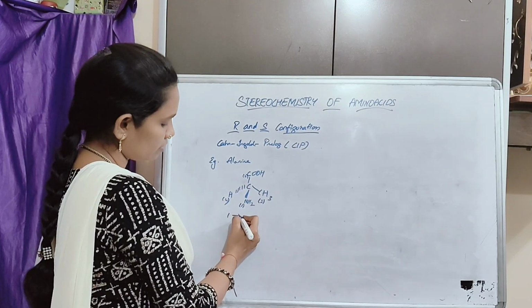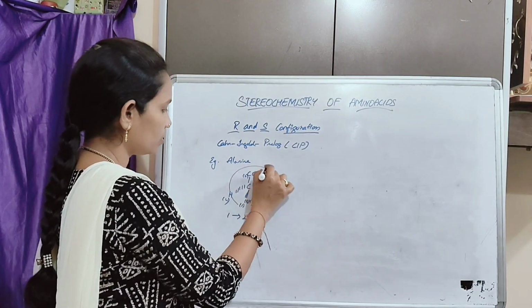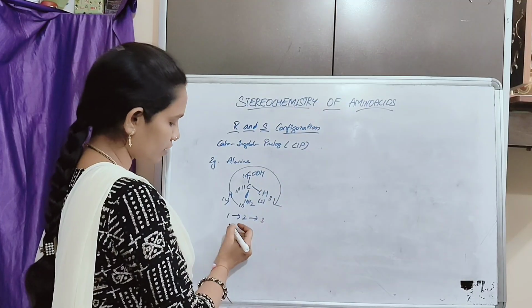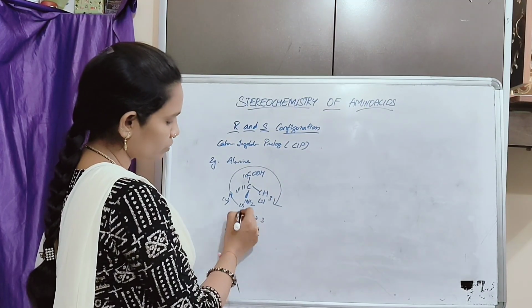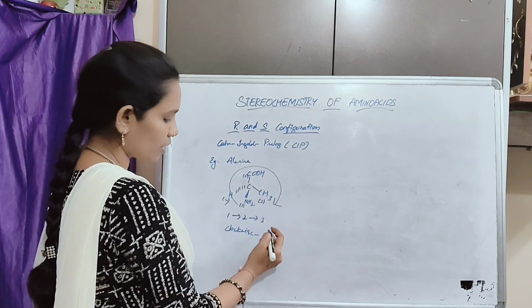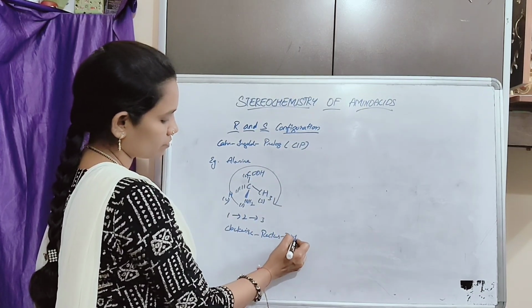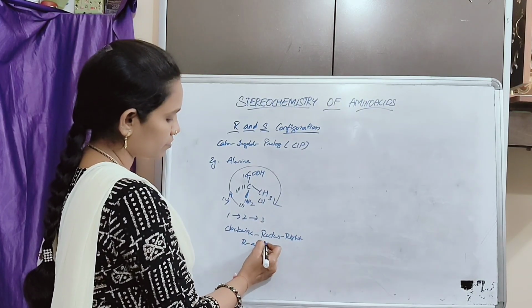Now we have to trace the sequence 1, 2, 3 towards right. The orientation is towards right, right? So it is clockwise. Orientation is towards right, means it is rectus. So this is our R-alanine.